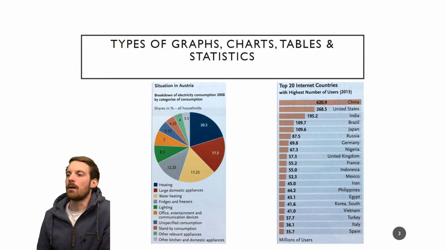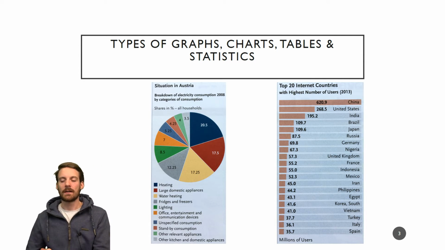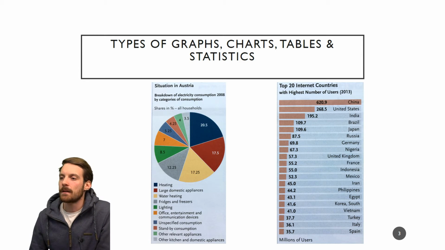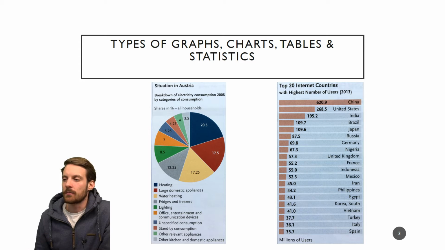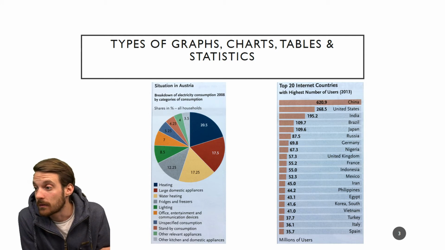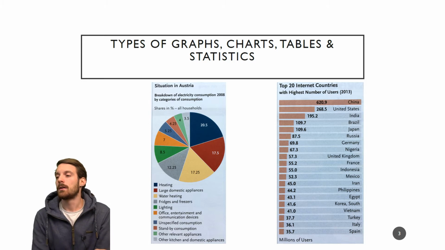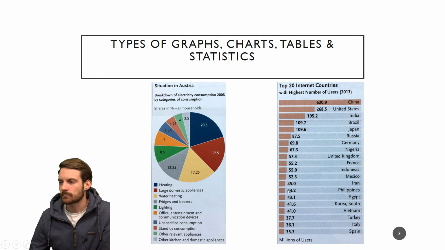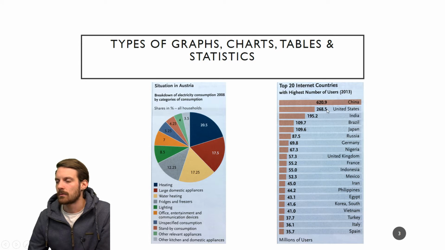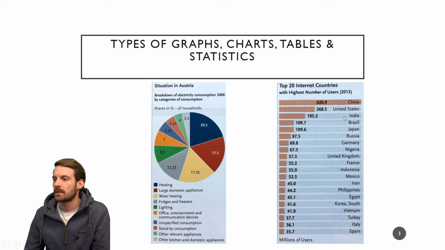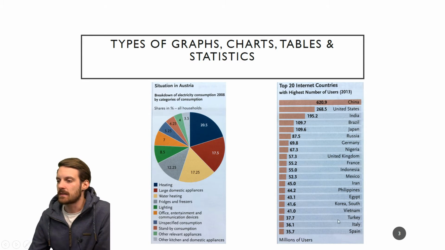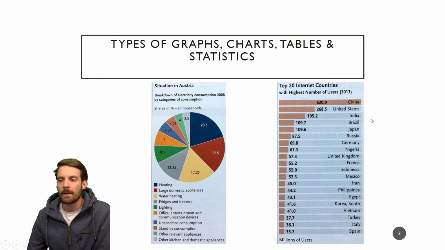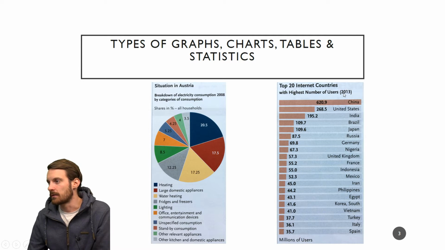But of course there are also graphs. We're gonna first have a look at the tables. Charts like this, or a statistic basically with high numbers of users. It's basically a statistic of the top 20 internet countries with the highest number of users in 2013.